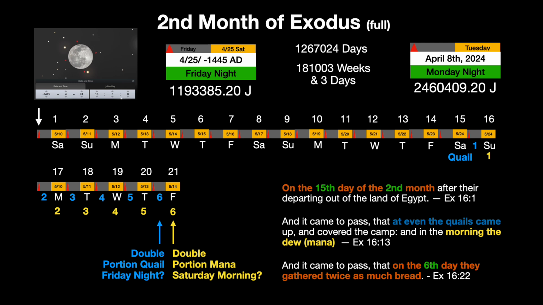But now this is the second month of Exodus with the quail on the full moon. It works because it lines up.